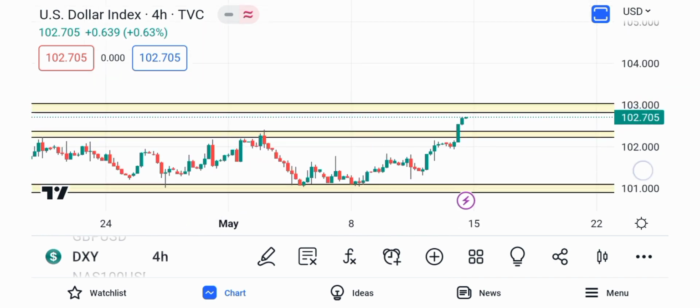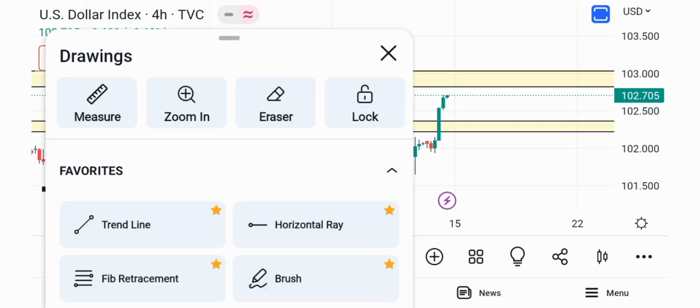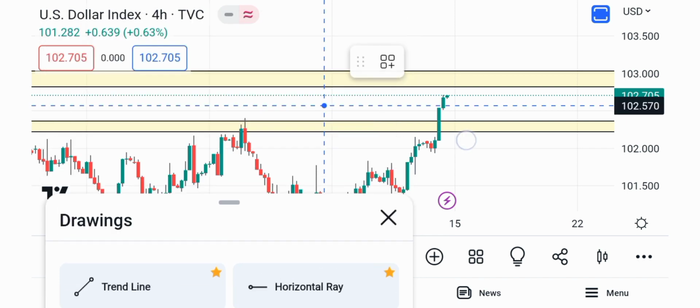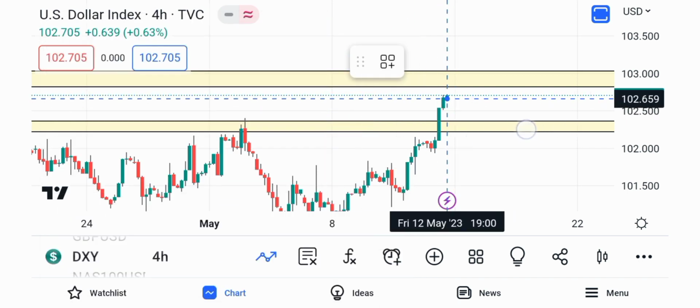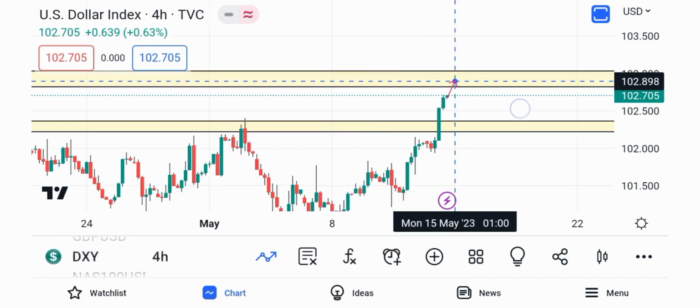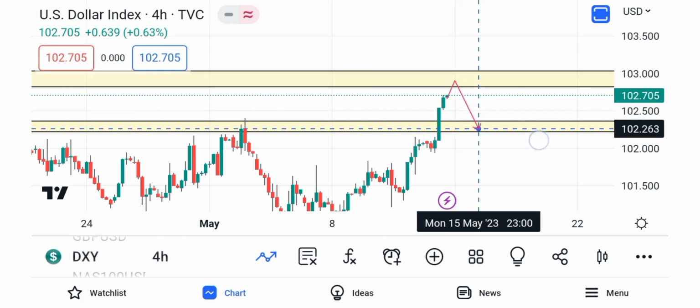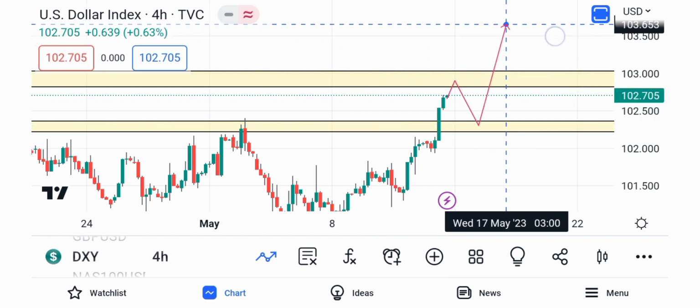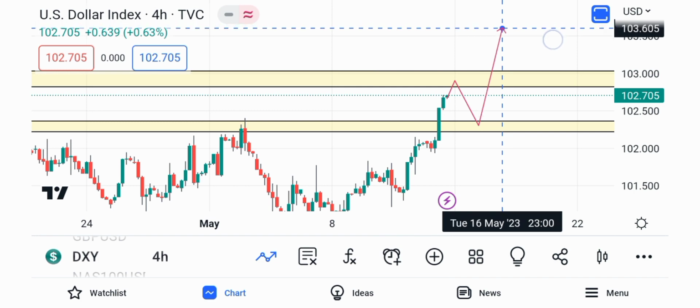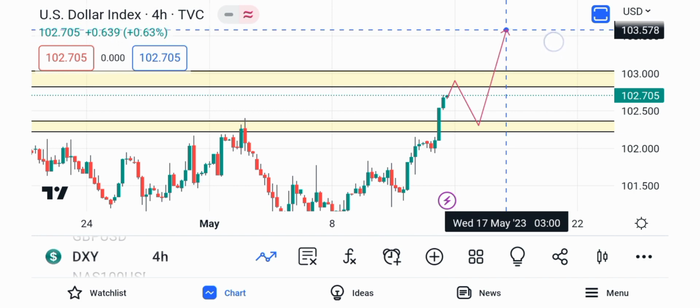On the 4-hour time frame, it's likely price will move into this zone. When it moves into this zone, it will come and retest this zone. Then we look for buy entries at this point. Then price continues upwards. So that's my analysis on DXY, the dollar index.